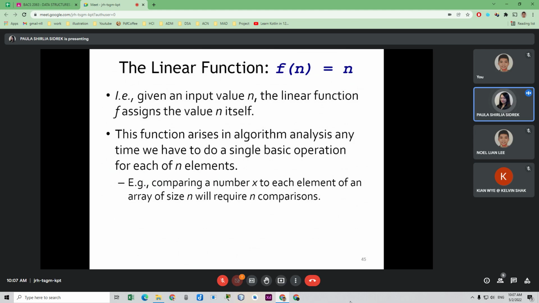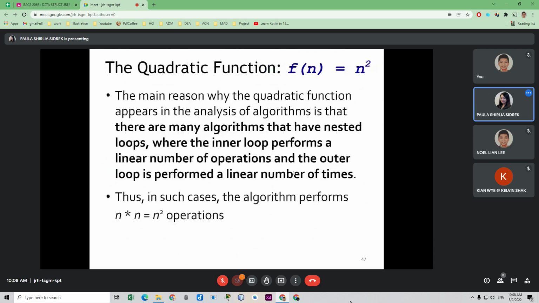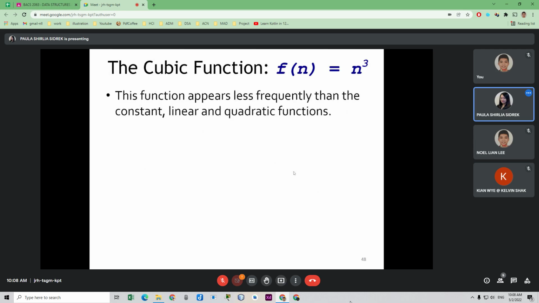Linear function is this. Next one is the log and log function. Yeah, so this is basically used inside a loop. So next one, another one is with the nested loop of n squared. Okay, cubic function is this one. Okay, so this denotes n cubed.